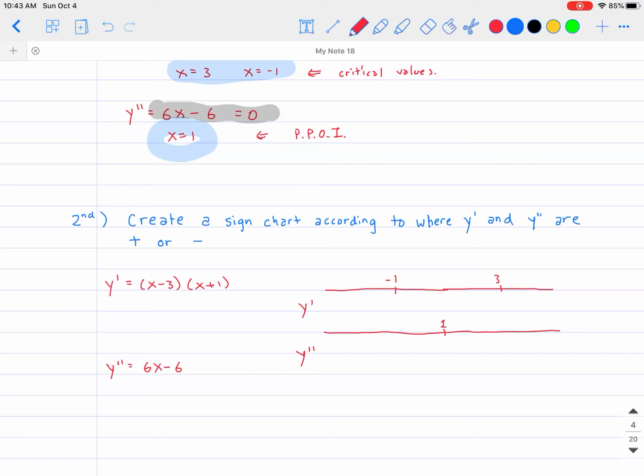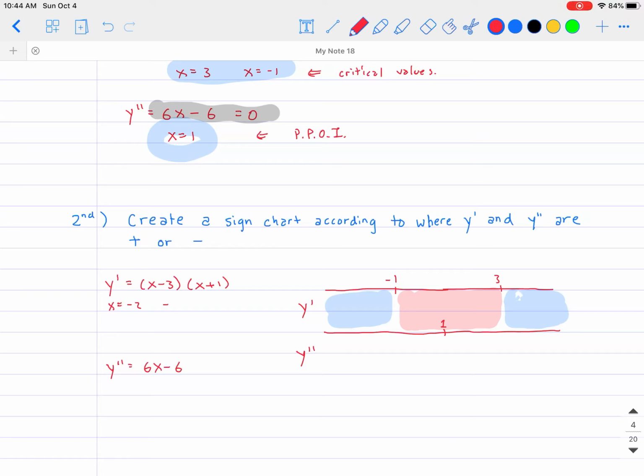Okay, so for y prime, I'm going to break it into 3 intervals because we have 2 critical points. So that means I need to look at this part right here. That's 1 interval, less than -1. And then this part right here, that's another interval, after 3. And the last one over here is going to be between -1 and 3. And I want to know, are those values going to be positive or negative? So here we can just plug in a point to test it out. So let's write that on the side.